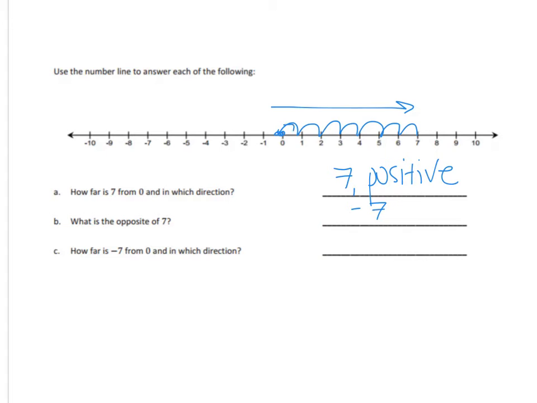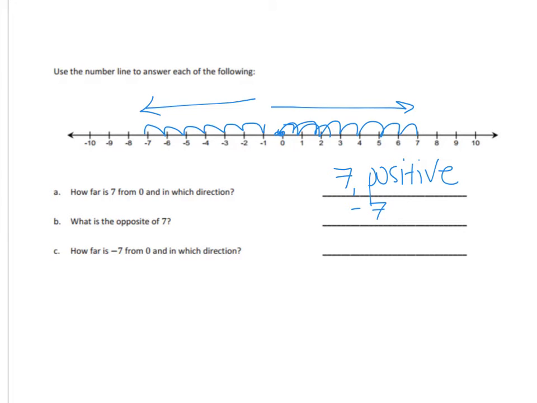If I have to move 7 places to the right to get +7, what would I get if I move 7 places to the left? 1, 2, 3, 4, 5, 6, 7. I would get a -7. So that's how we figure out what the opposite is by going in the other direction.